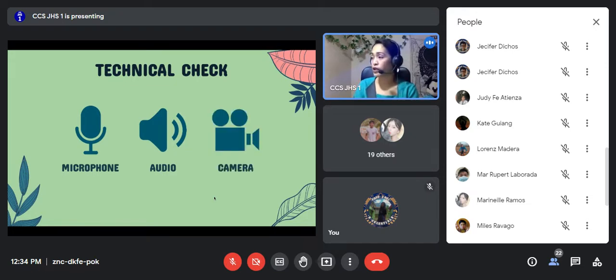And then lastly, if it's possible and if your internet connection allows, as much as possible, please turn on your camera, especially if your teachers are asking you to turn on your camera, at least to verify your presence here inside our Google Meet.